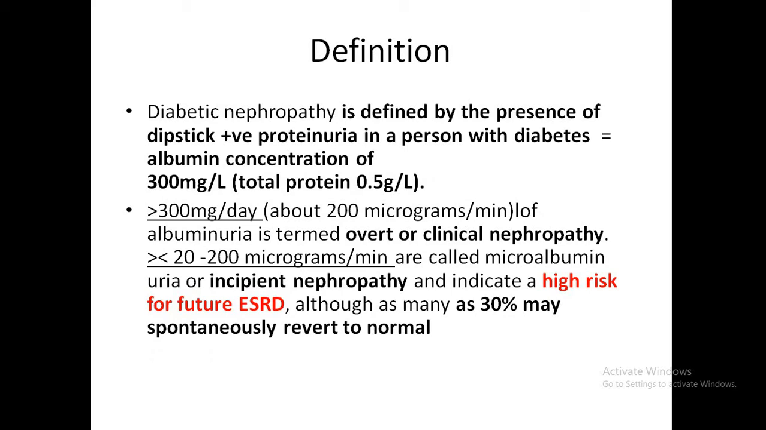Nephropathy is defined by the presence of dipstick positive proteinuria in a person with diabetes, which is equal to an albumin concentration of 300 mg per liter, that is total protein 0.5 gram per liter excreted. If it is more than 300 mg per day, it is overt or clinical nephropathy. Between 20 and 200 micrograms per minute, or less than 300 mg per day, is indicative of microalbuminuria or incipient nephropathy, but it indicates a high risk for future end-stage renal disease. But 30% of microalbuminuria or incipient nephropathy may spontaneously revert to normal, especially if the glycemic control is optimized.